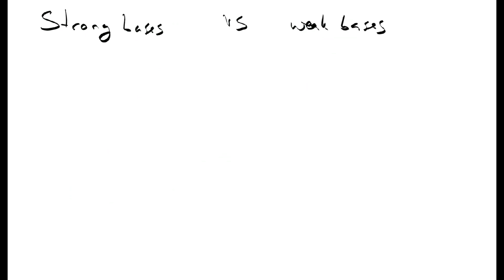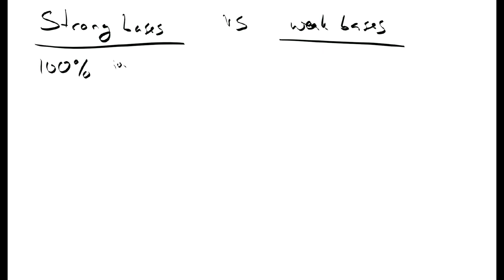In a similar vein, we have strong bases versus weak bases. The definition is pretty much exactly the same, except that a lot of bases are ionic, so this would be 100% ionization or dissociation, and this is less than 100%.